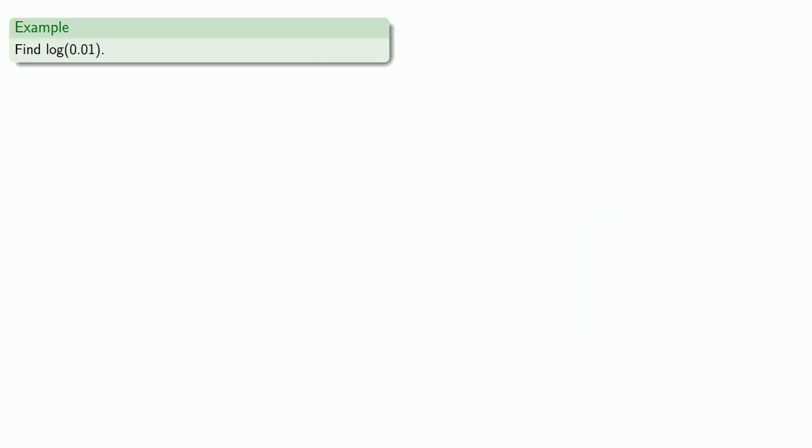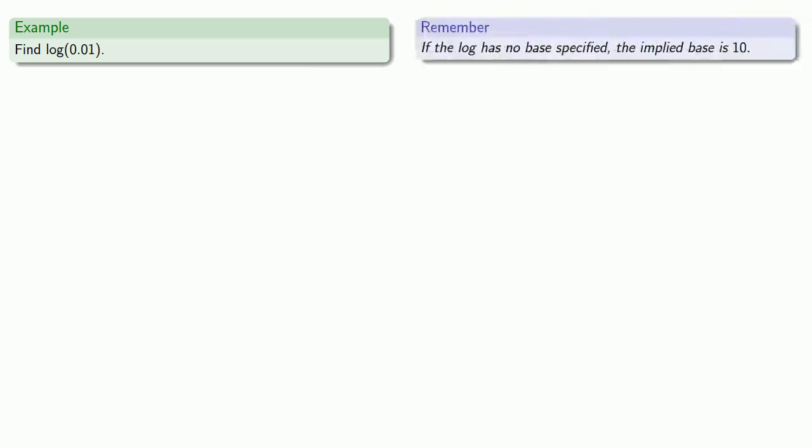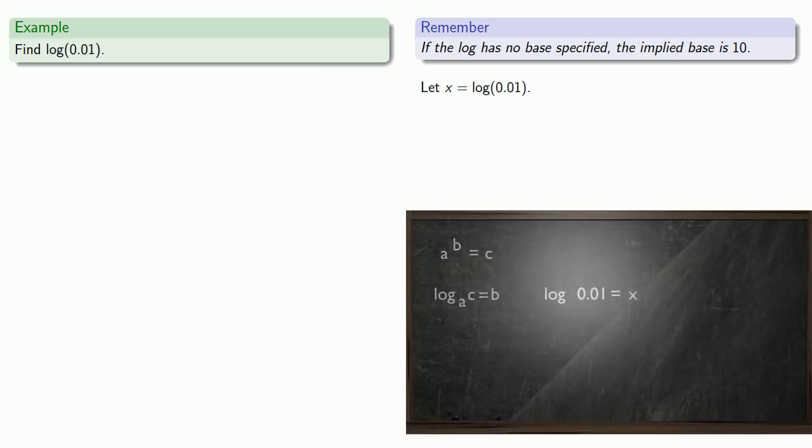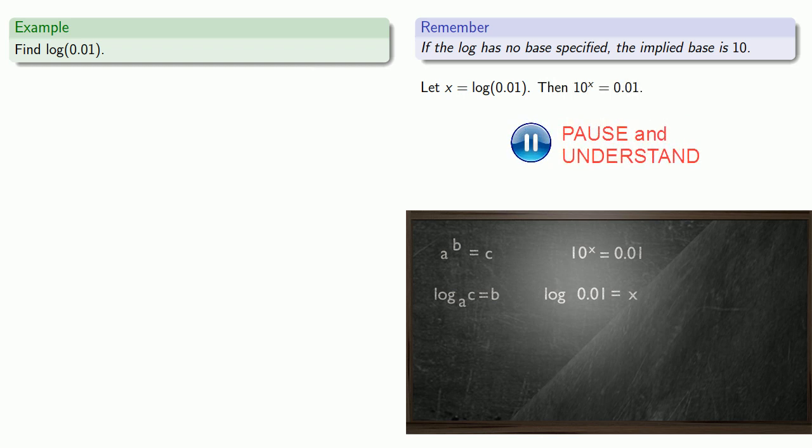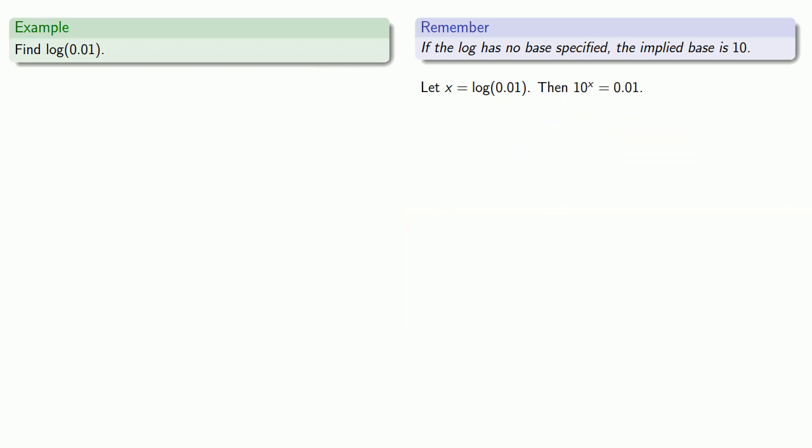Or how about log of 0.01? The only important difference here is that there's no base specified. And so remember, if the log has no base specified, the implied base is 10. So again, it's helpful to set up an equation. Log 0.01 equals, I don't know, call it x. Our definition of log says that 10 to the power x is 0.01. And since we're not born with a knowledge of logs, we'll go ahead and evaluate different powers of 10.